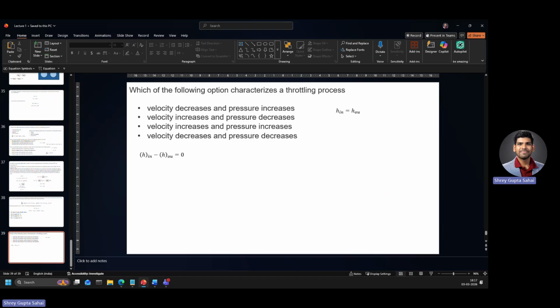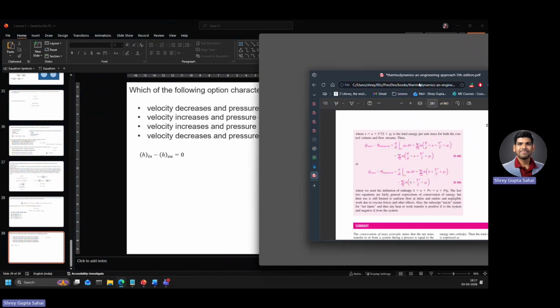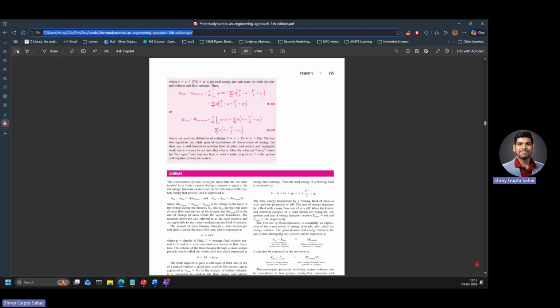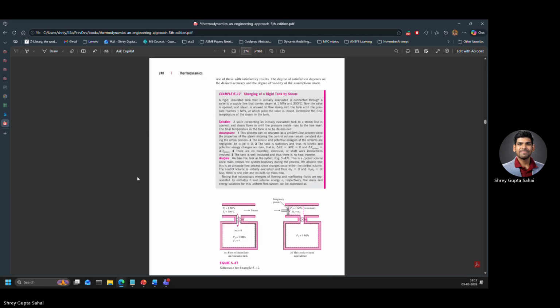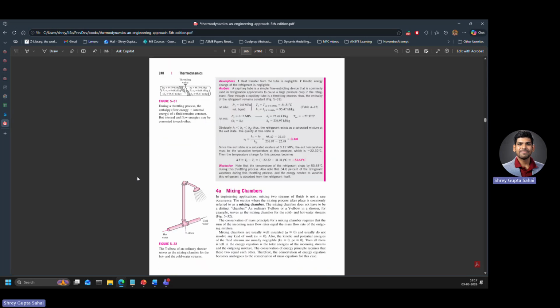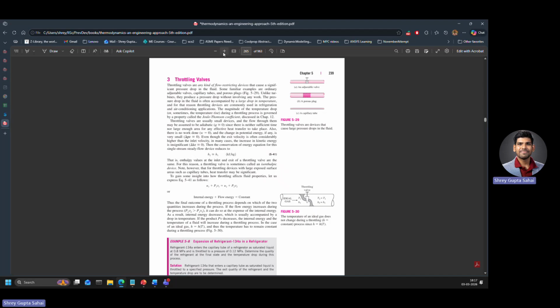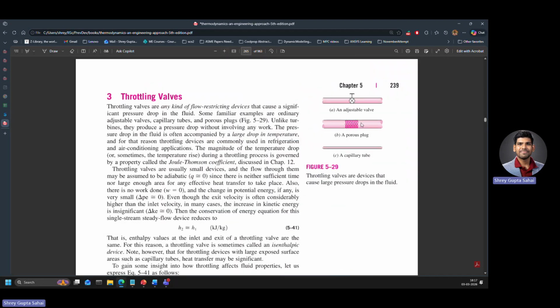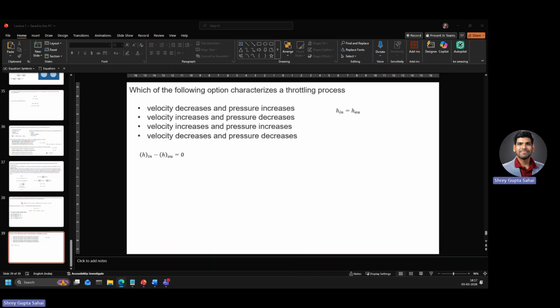So let me open up this textbook to see how this throttling process is defined. I think throttling is discussed somewhere. Throttling valves. So generally, that is how they are used. They are called flow restricting devices. So one thing is that they are characterized by flow restriction, which means what? What does it mean? Does it mean the velocity will decrease?